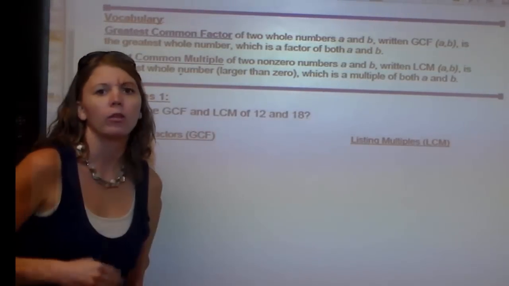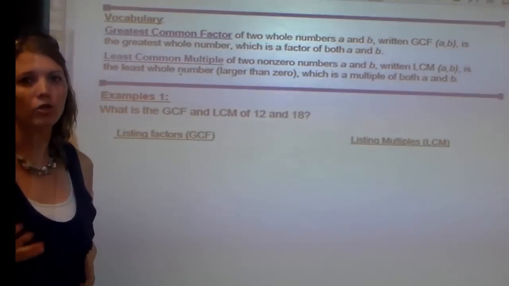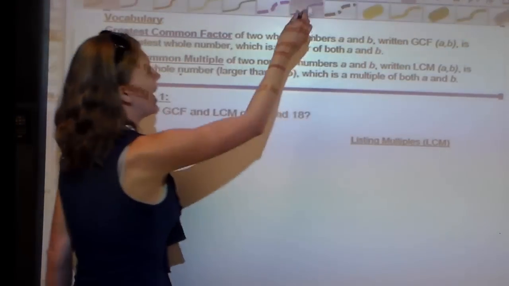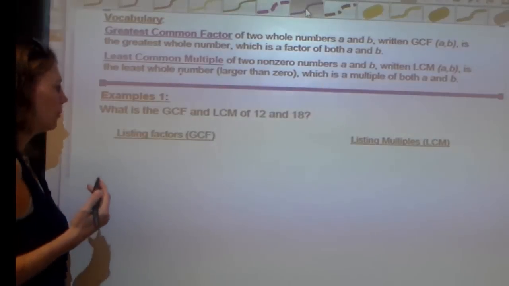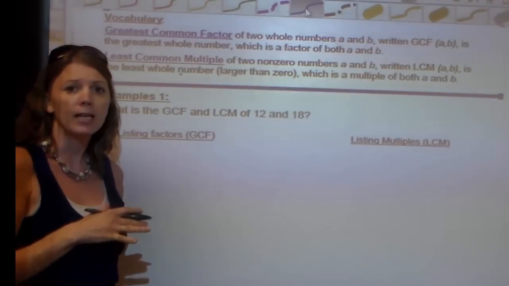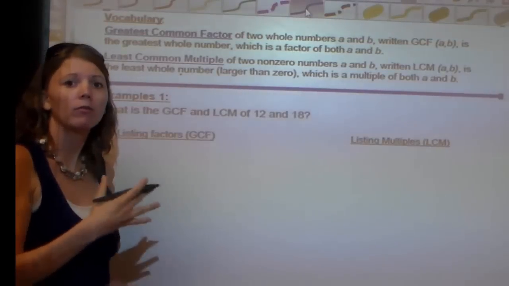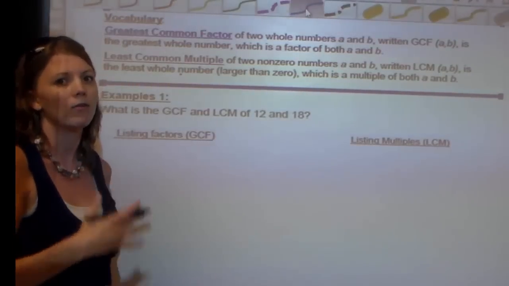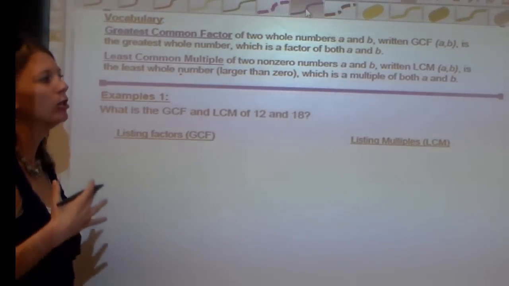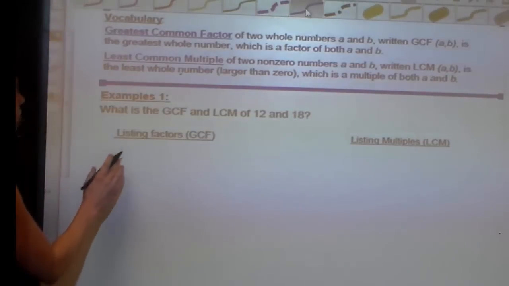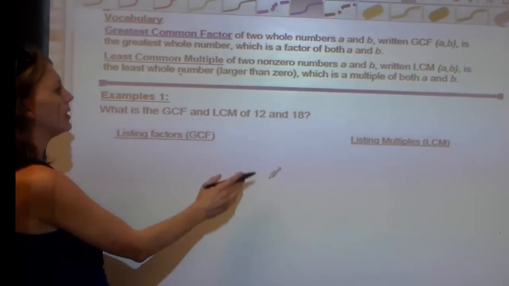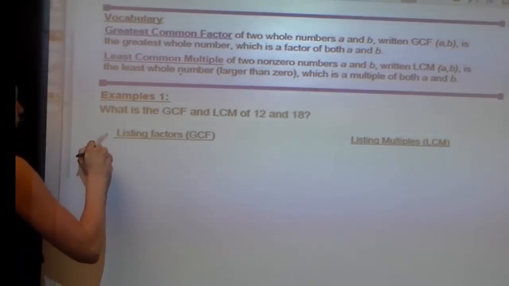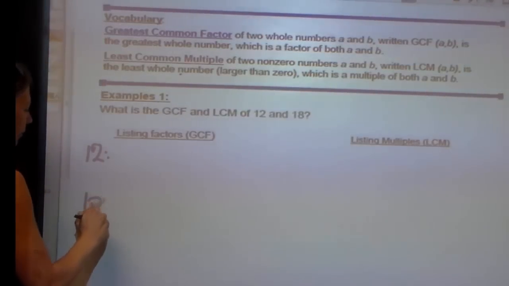But we're going to start off with listing, which might be the way that you have seen before. This is a common method, but it could take a long time. The downside of listing is that sometimes the answer is one of the first couple you list, but for other numbers, you could be listing a lot of numbers to finally get a common factor or a common multiple. So if I list factors, the question here is, what is the GCF and LCM of 12 and 18? I would write down 12, and I would write down 18.